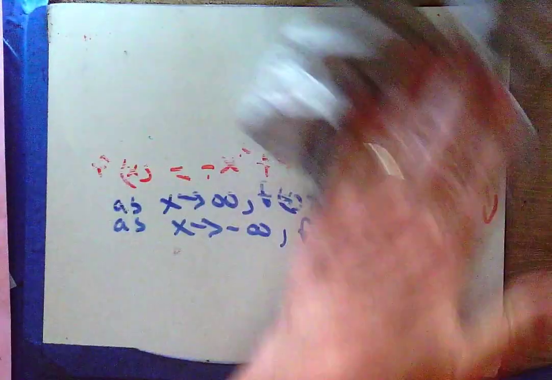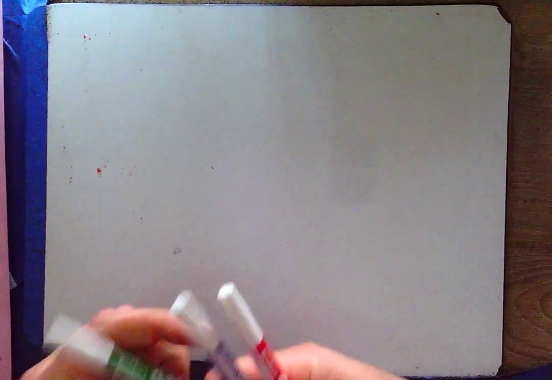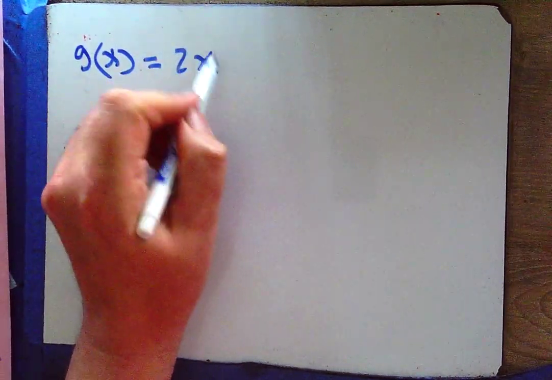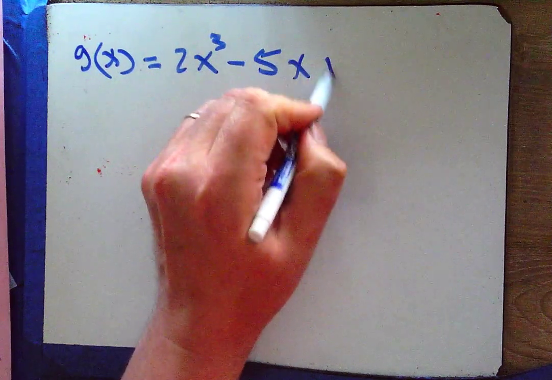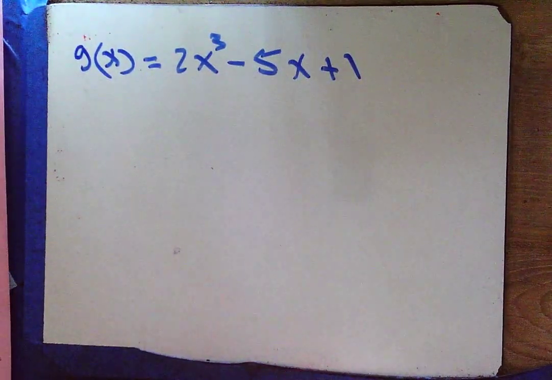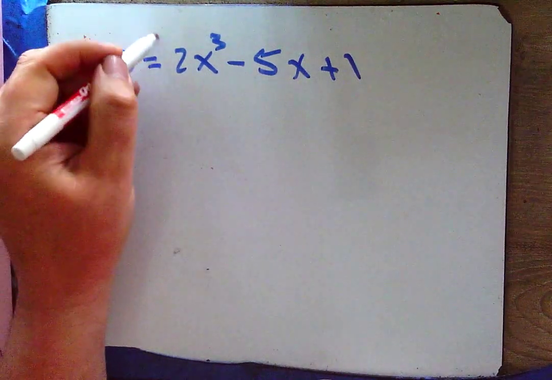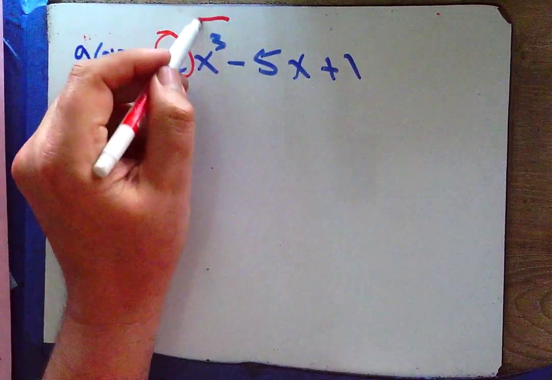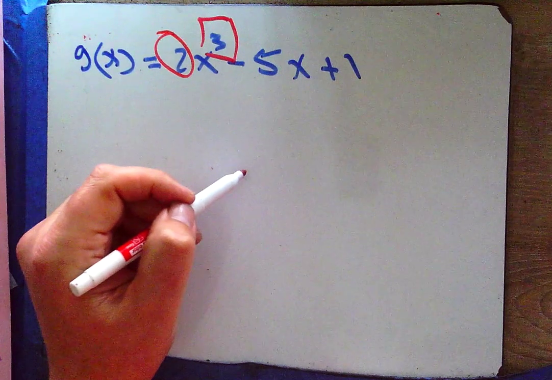Now, what if instead we had this function? What if instead we had g of x equals 2x to the third minus 5x plus 1? Can you describe the end behavior for this function? Remember, it's got a positive leading coefficient and an odd degree polynomial.